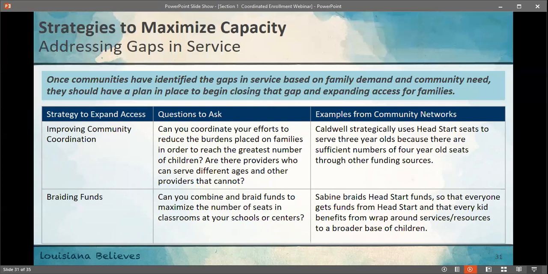Another strategy, and I feel like this is a buzzword that we always hear, but it truly is a strategy to expand access, is braiding funds. Of course, you know that means that we're combining multiple funding sources to fund a particular classroom or site. So are there ways for you to combine and braid funds to maximize the number of seats in classrooms at your schools or centers? For example, Sabine does this. Sabine braids Head Start funds so that everyone benefits from the wraparound services and resources that Head Start provides.